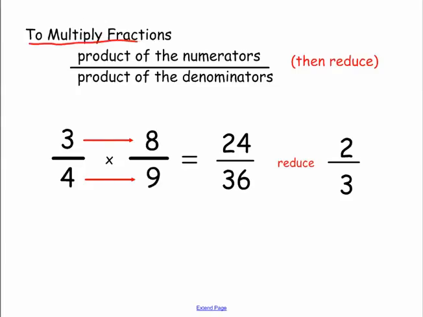To multiply fractions is the product of the numerators. Remember, product means the answer to a multiplication problem, over the product of the denominators. So if I have 3/4 times 8/9, I'm multiplying 3 times 4 and I get 24. I'm multiplying 4 times 9 and I get 36. But that needs to be simplified or reduced. So I'm going to divide both the numerator and the denominator by 12. And that gives me 2/3. Okay? All right, I want you to write every bit of this. So pause the video and then come back when you have finished writing.